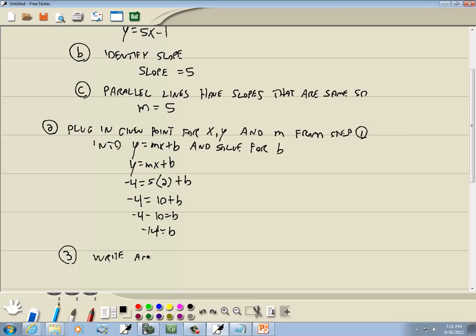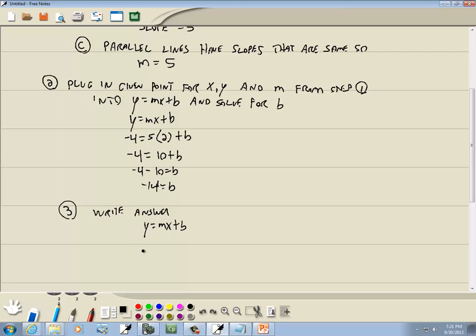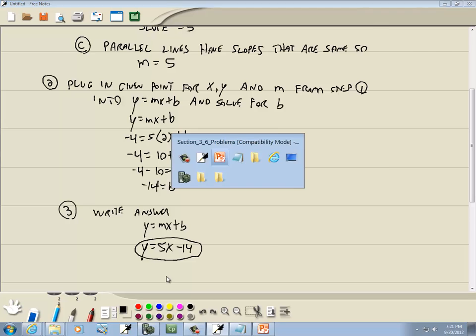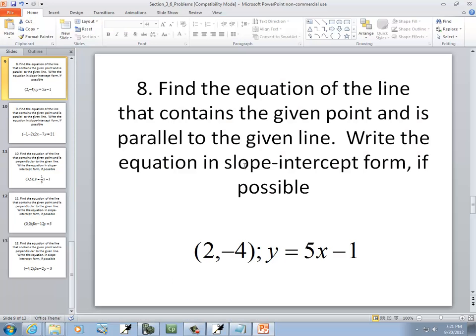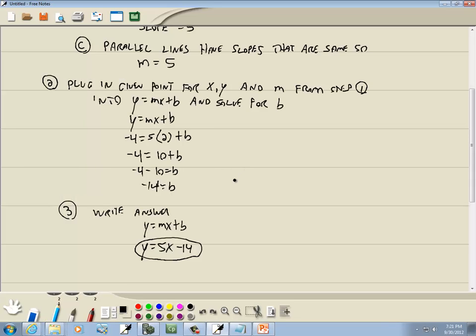Now step 3 is to actually write our answer. Back in step 1 we found m, and in step 2 we found b. So we just plug those in. We said m was 5, and we said b was negative 14. So our answer is y is equal to 5x minus 14. Now some of these problems may ask you to write it in... Actually, they look like they're all slope-intercept form. So I guess that's our answer.